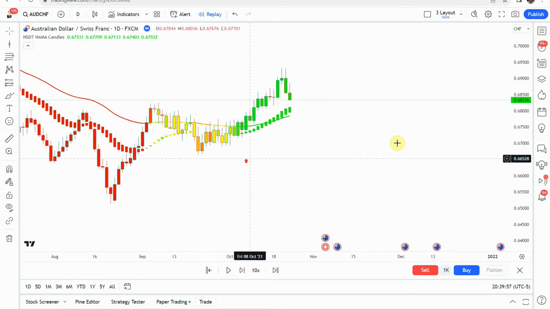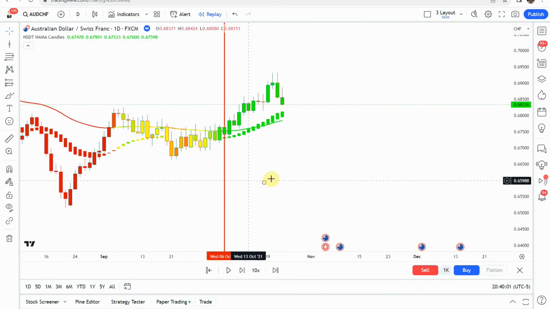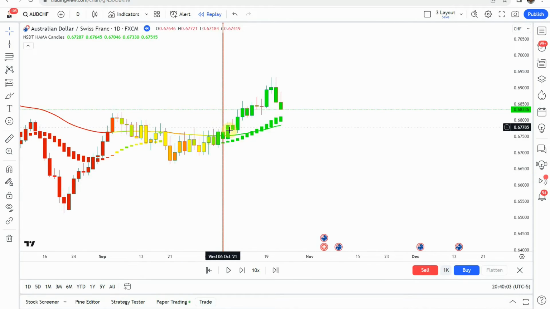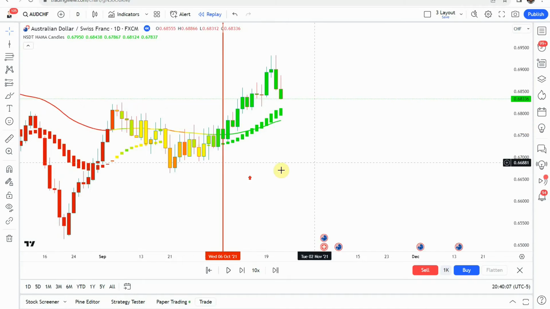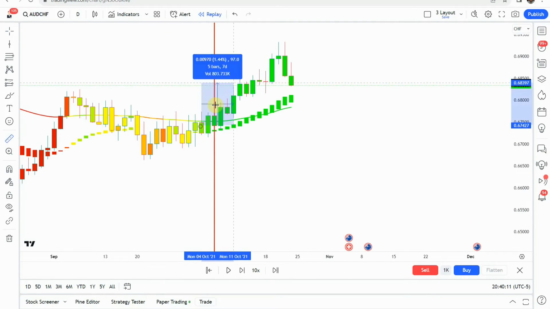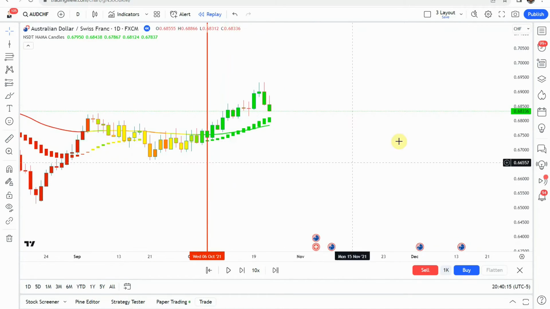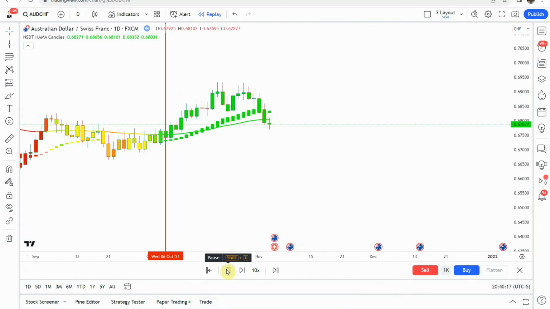All right, so the first signal here is a long signal, and we get a nice green candle with a solid green box underneath it right here. And you can see that we get a really nice push to the upside there, which definitely would have gotten us to our take profit. Let's go ahead and continue on here.